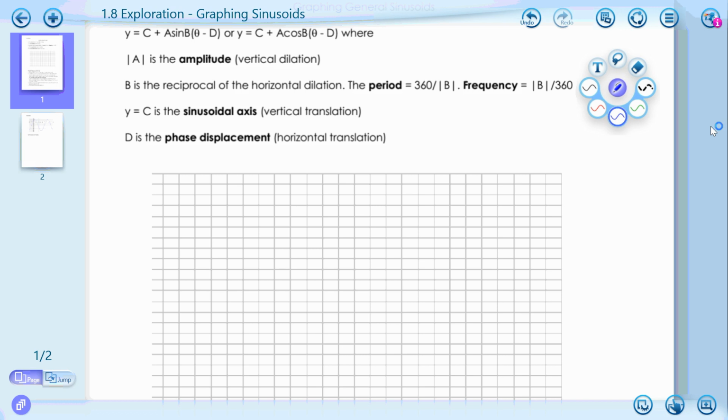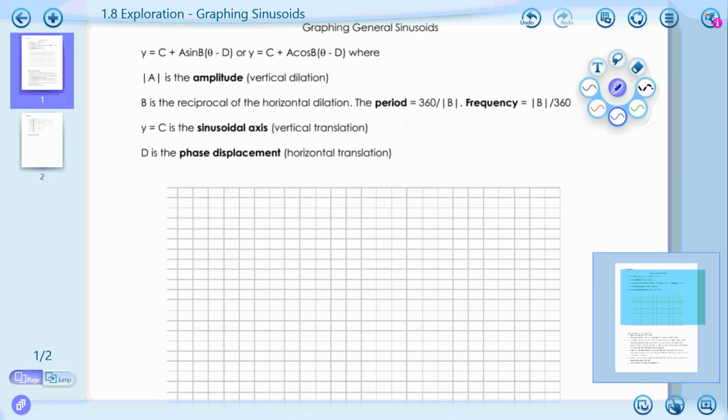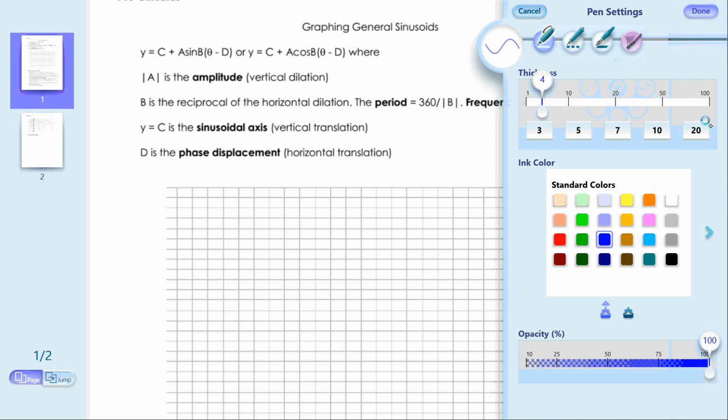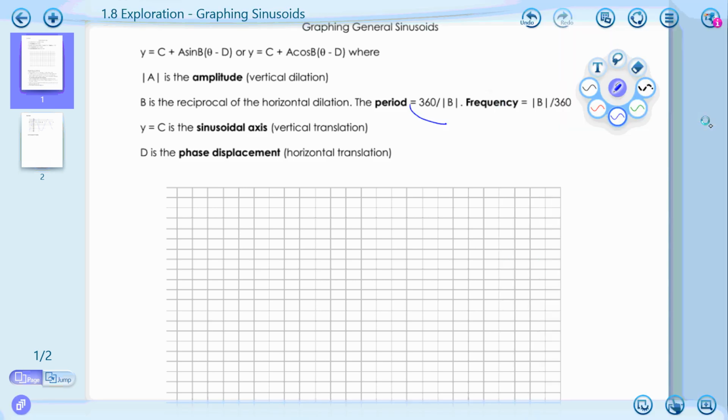It says graphing general sinusoids at the top here, and we are going through this. The first part here just really talks about the things that we just went over in part one, the names of these things. The one thing I want to point out in here that we didn't discuss is this idea that the period is 360 divided by b.